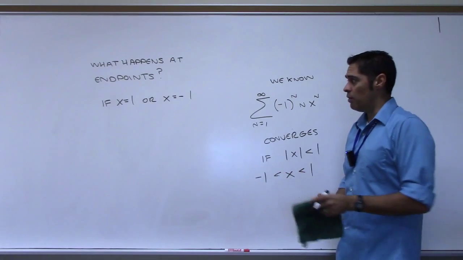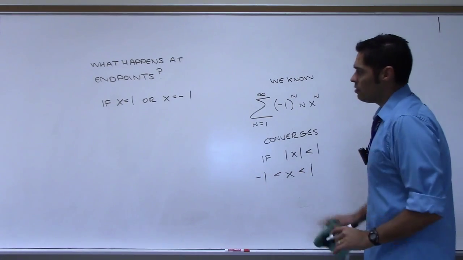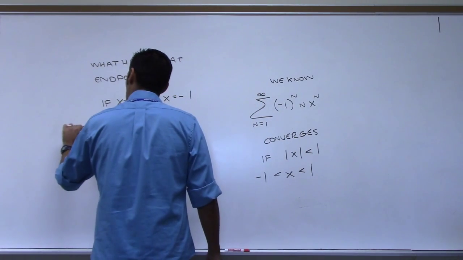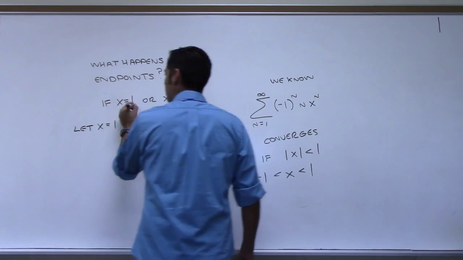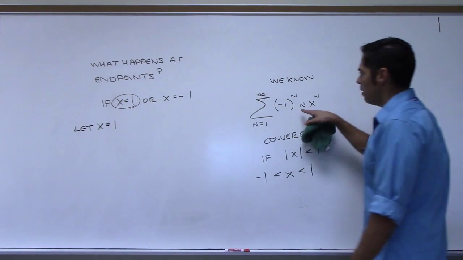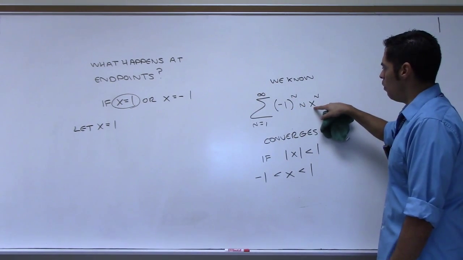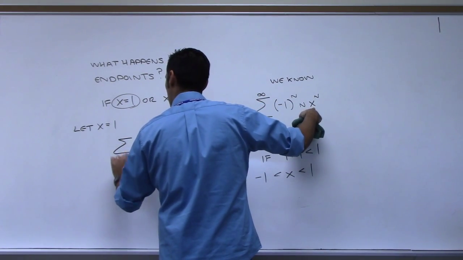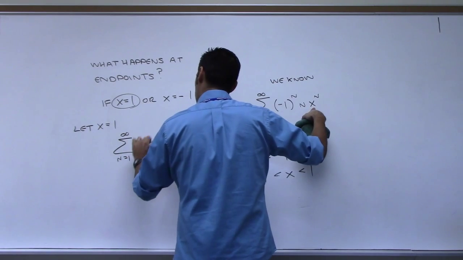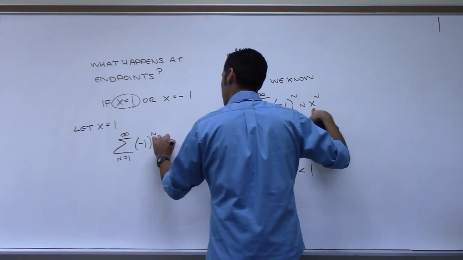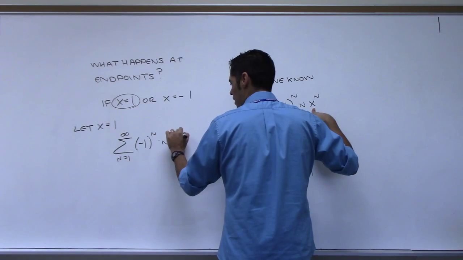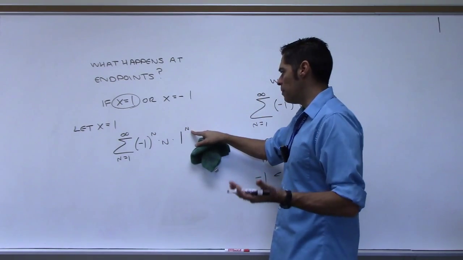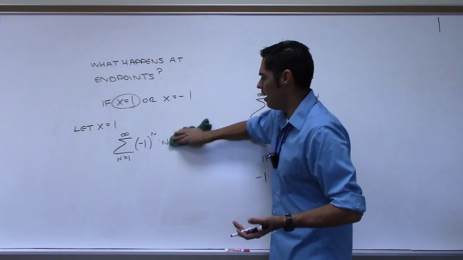We know the ratio test will fail us. So what we'll do is look at each situation separately. First, let's let x be equal to 1. If x is 1, let me rewrite the series. I'm going to replace this with 1. So I get the sum n equals 1 to infinity of negative 1 to the n times n times 1 to the n. But 1 to any power should just be 1, so it really isn't even there.